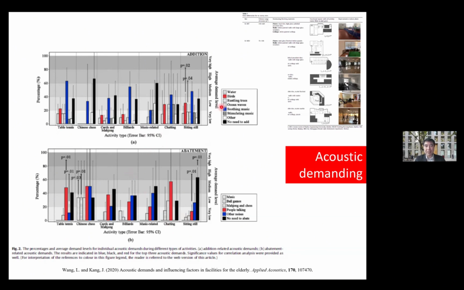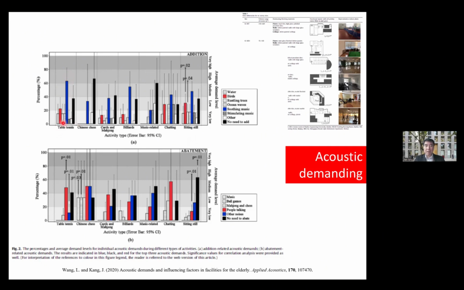So we have a water sound, bird sound, rustling trees, ocean wave, and music, and other kinds of music. For example, for table tennis, it seems people want some kind of music. Birds are okay, but not that preferred over music. And for example, when sitting still, people want bird sound more.